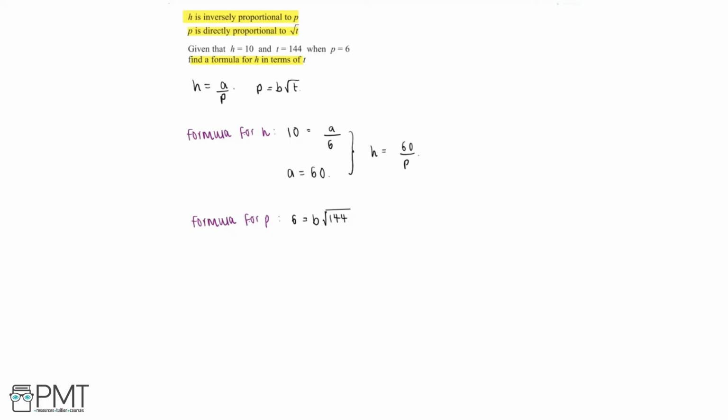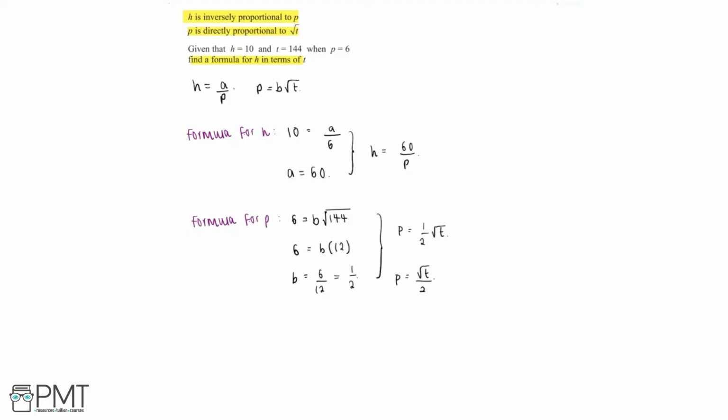Simplifying this, we know that the square root of 144 is equal to 12, and so 6 is equal to b multiplied by 12. And now dividing both sides by 12, we can say that b is equal to 6 divided by 12, which is equal to 1 over 2. And so given that p is equal to b root t, and we now know that b is equal to 1 over 2, we can say that p is equal to 1 over 2 multiplied by root t. And writing this in a slightly different way, we can say that p is equal to root t over 2.